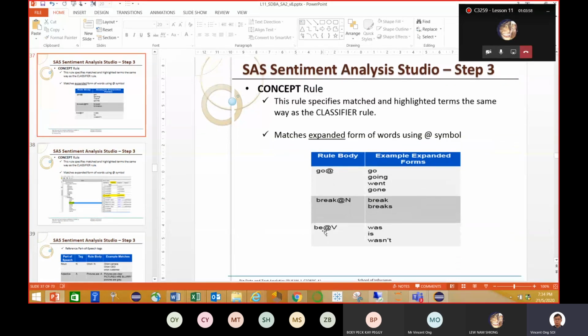Another example would be verb to be. This one will give you more patterns to catch. Wasn't was a negative, you know. Say again? Was. But wasn't is a negative of was, you know.